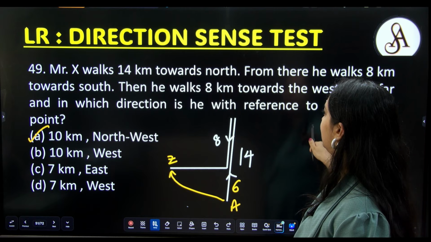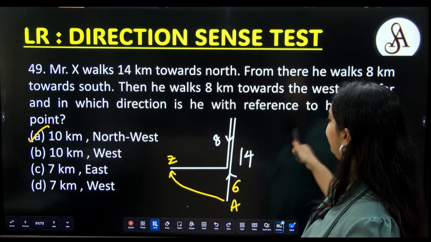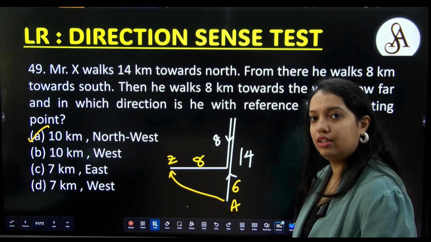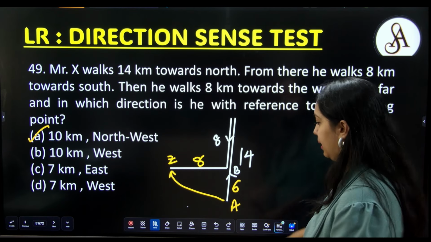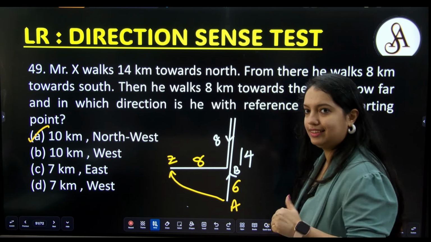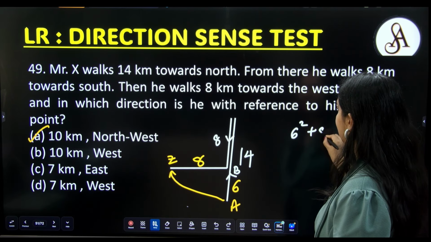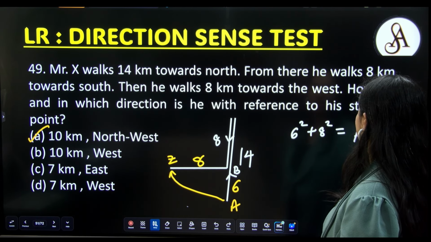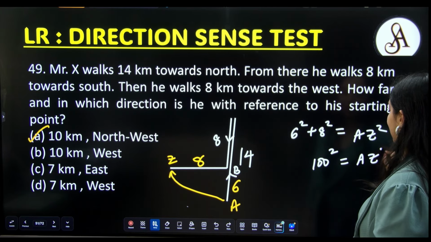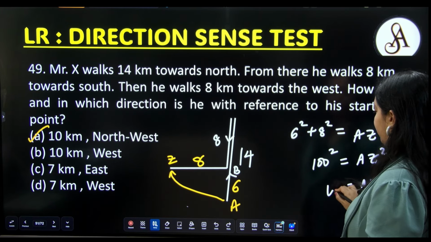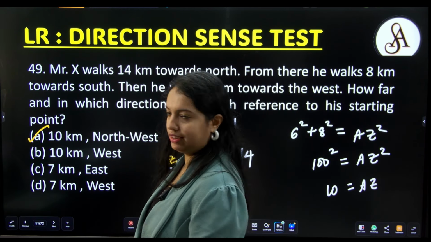You need to make the calculation for this. He went 8 towards west. Yes, you got a triangle now. Again, if I consider this as B, you get Pythagoras theorem. AB square plus BZ square, 6 square plus 8 square is going to be AZ square. Basically 36 plus 64, 100 is AZ square. AZ value is square root of 100, which is equal to 10 kilometers northwest.